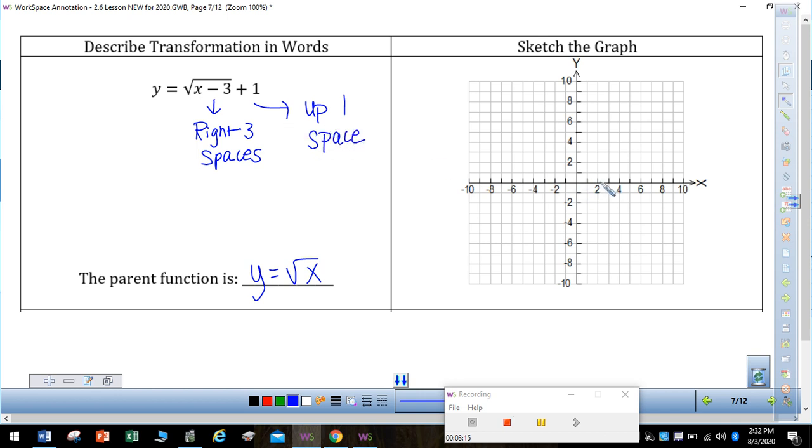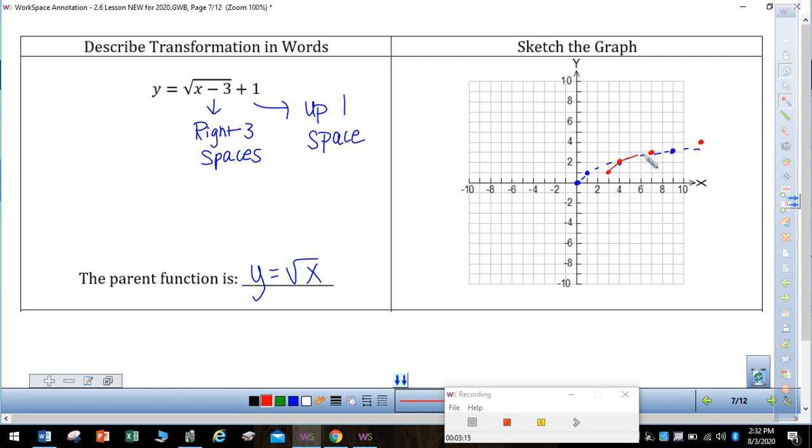So from the library of functions, we know that some original points for y equals square root x are 0, 0; 1, 1; 4, 2; and 9, 3. Rather than connecting those, or you can connect them if you want with a dotted line, I'm going to go ahead and switch colors. And I'm going to think about moving each one of these points to the right 3 spaces and up 1. Right 3, up 1. Right 3 spaces, up 1. And this one, it's going to go a little bit off the graph, but I can assume it's right about there.